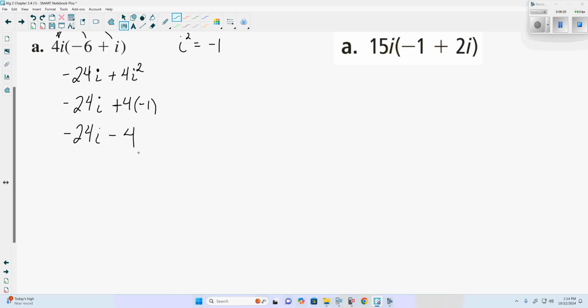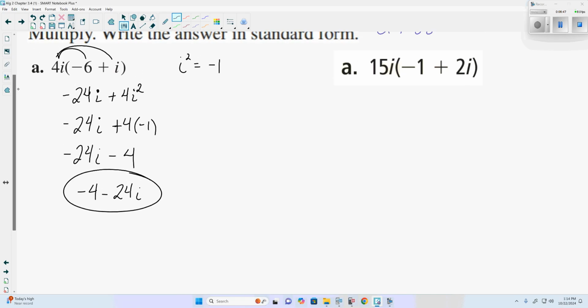Questions on this here? We have one last step. The only thing that we have left to do is get it in standard form, which means our -4 has to go first. The -24i has to go second. That's standard form. Questions on this here? We're ready for the next one.